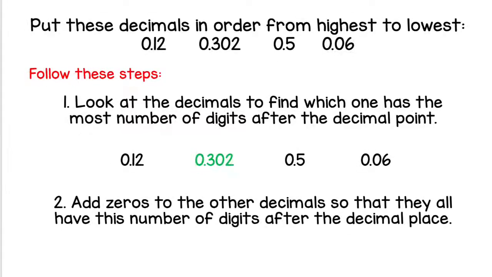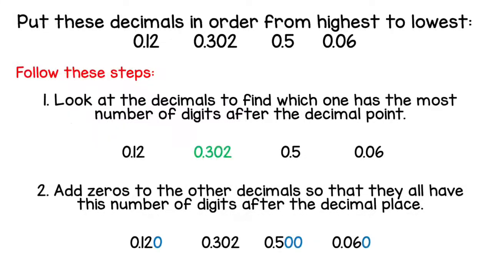Your next step is to add zeros to the other decimals so that they all have this number of digits after the decimal place. So we need to make sure that all of the numbers have 3 digits after the decimal place. Now, as 0.12 had 2 numbers after the decimal place, we just have to add 1 zero. We don't need to touch 0.302 because that was our starting number. 0.5 only has 1 digit, so we need to add 2 more zeros. And 0.06 has 2 digits, so we need to add 1 more zero.